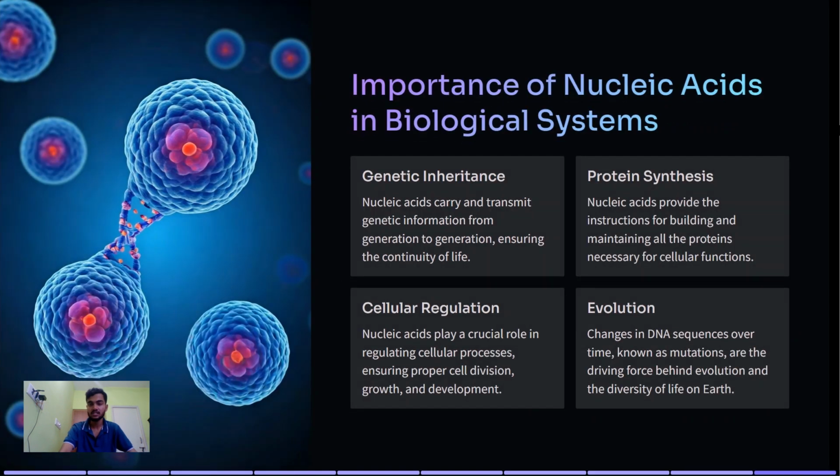So lastly, the importance of nucleic acids in biological systems. Genetic inheritance: nucleic acids carry and transmit genetic information from generation to generation, ensuring the continuity of life. Protein synthesis: nucleic acids provide the instructions for building and maintaining all the proteins necessary for cellular functions. Cellular regulation: nucleic acids play a crucial role in regulating cellular processes, ensuring proper cell division, growth, and development.